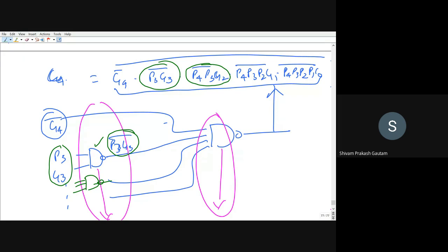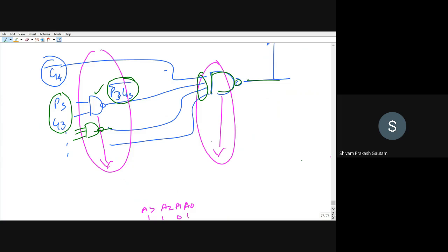Okay, so a 3-input NAND gate will be needed, and finally the multiplication of this has to be done through a NAND gate as well. So you can see I have implemented one more NAND gate. The input of this NAND gate will be the outputs of the other NAND gates, and so finally we will be getting C4. Now once you have implemented this, this is the look ahead carry logic.